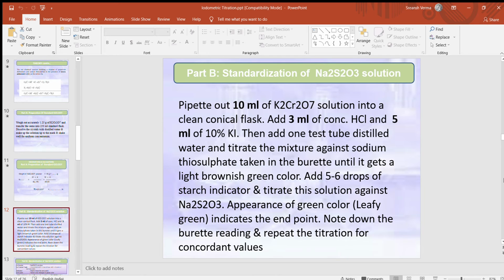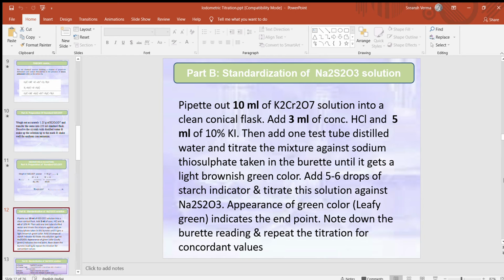And you have to be very careful. If you keep on performing the titration without adding the starch indicator, you will land in a situation where you get the leafy green color. So that means without indicator also we can reach the end point. The reason we add starch is to get a sharp end point. Otherwise, this light brownish green color suddenly changes into leafy green color, and it is difficult to perceive at that moment.